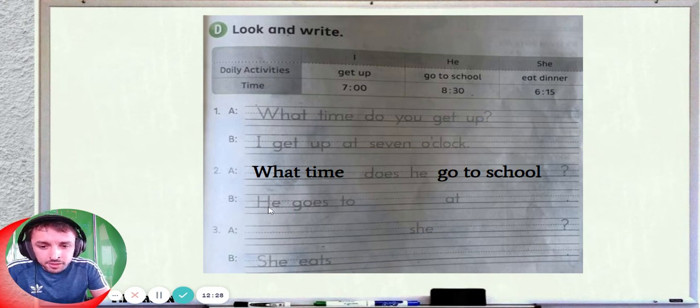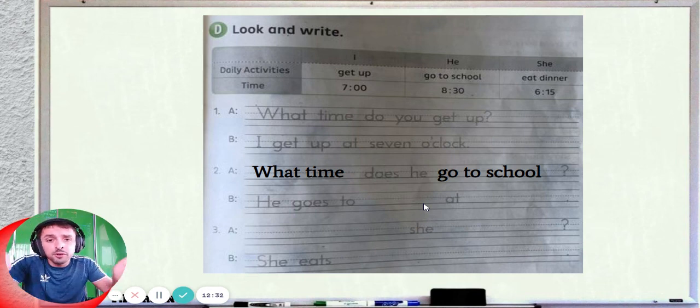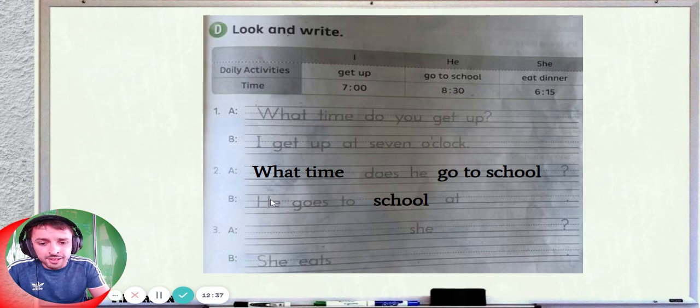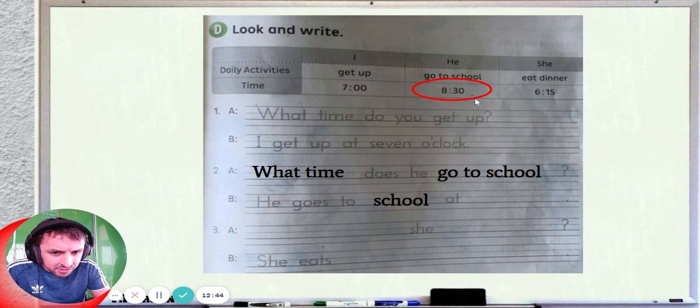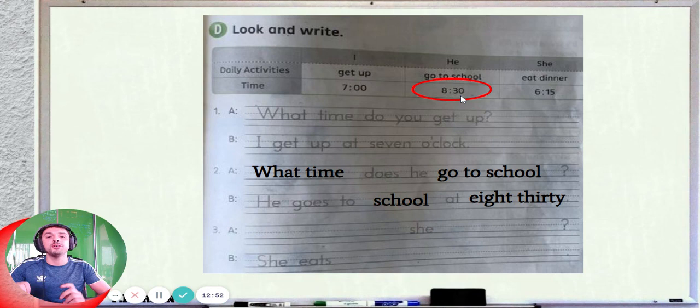Okay, let's look at the answer. He goes to where? Where does he go? He goes to school. That's right. He goes to school at what time? Let's have a look. Here's the time here. He goes to school at 8:30. Okay, you can do number three by yourself.